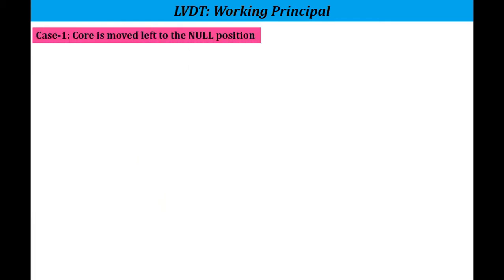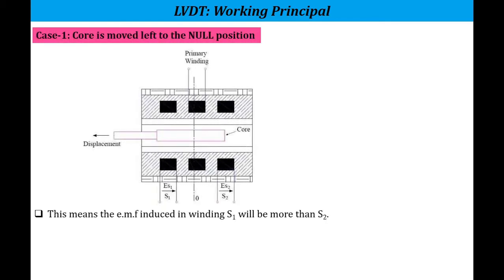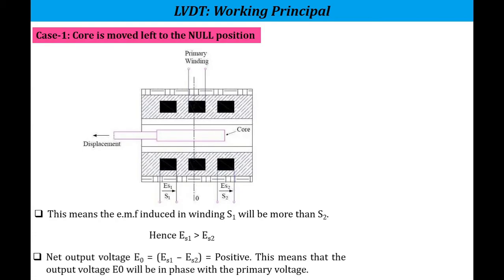So in that case, the EMF induced in winding S1 will be more than the EMF induced in winding S2. Here I can write ES1 is greater than ES2. So what is the net output voltage? It is E0 equal to ES1 minus ES2. As ES1 is greater than ES2, the output voltage E0 will be positive. This means that the output voltage E0 will be in phase with the primary voltage.